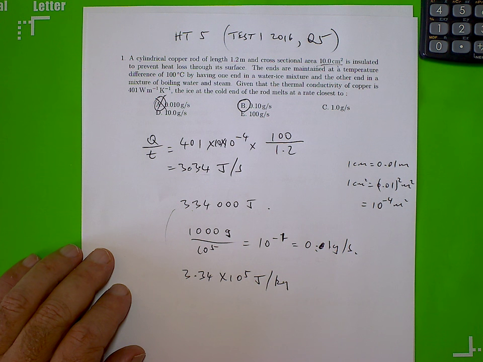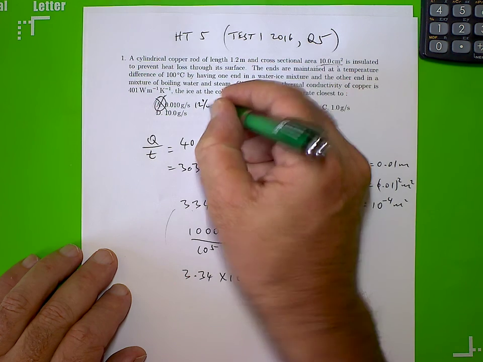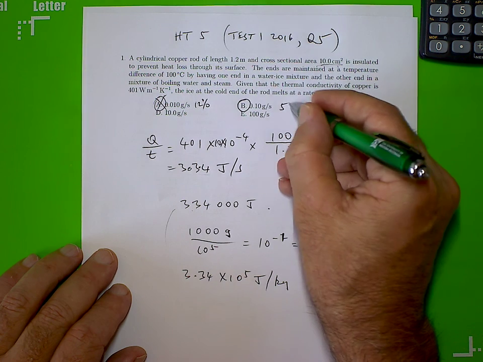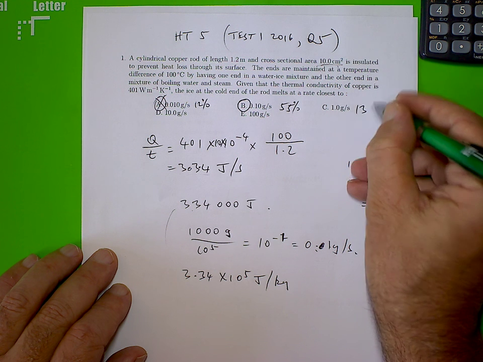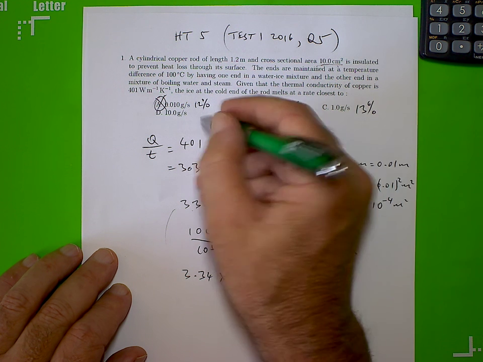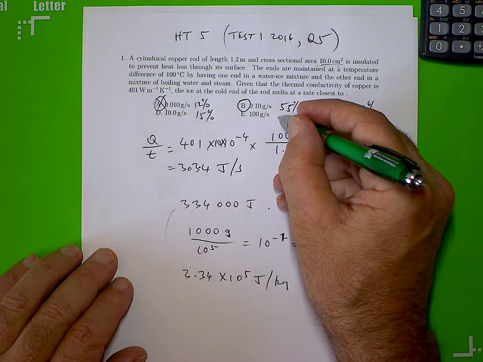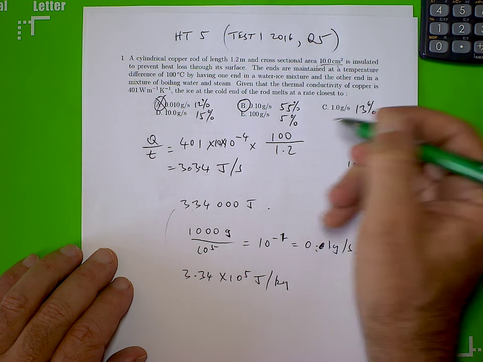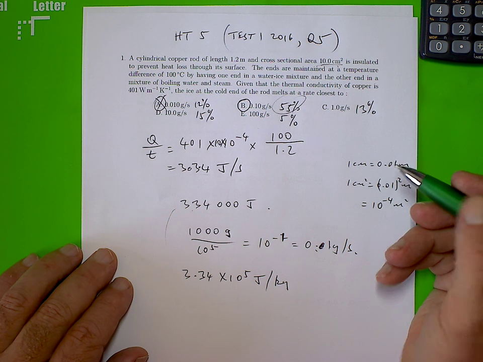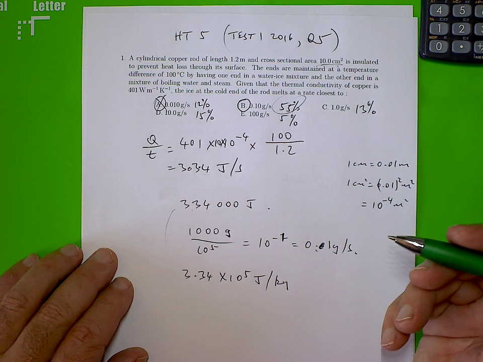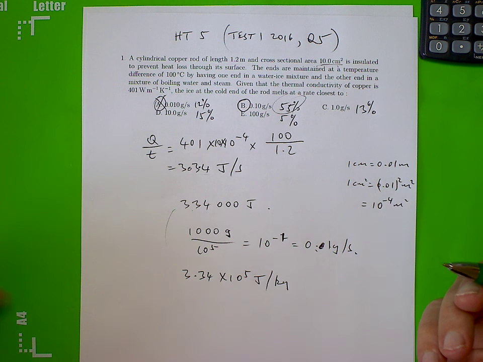Now, how did the people go? Well, A was 12%, B was 55%, C was 13%, D was 15%, and E was 5%. So that was the most popular there. That's a good answer. And I would have got it wrong in this test, and I would have been kicking myself, saying I forgot to multiply by the 10.